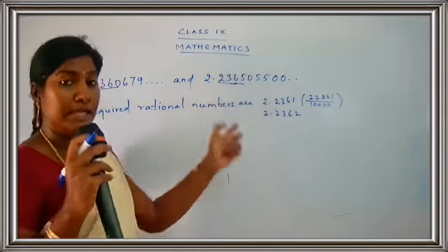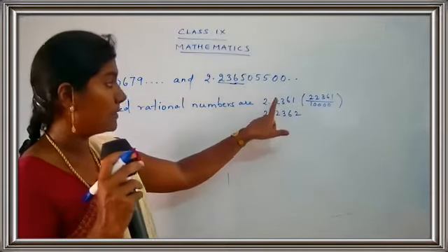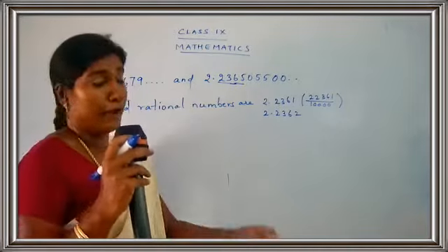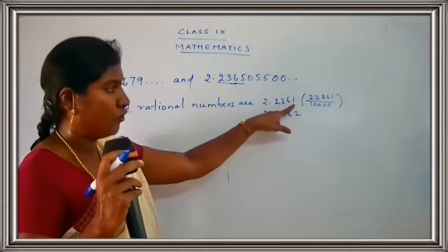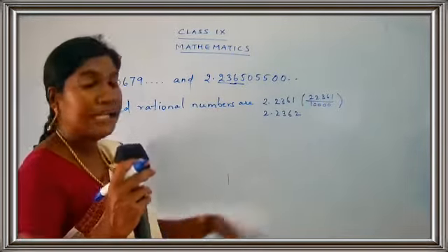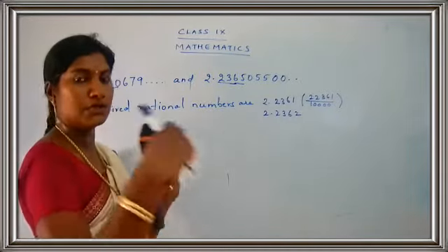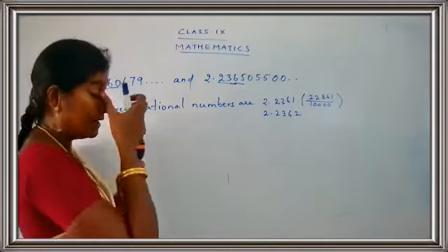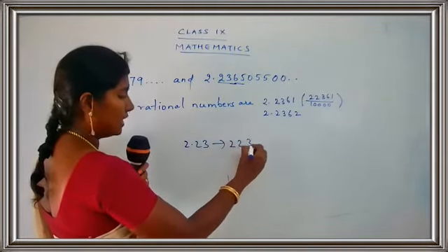So if you have to remove the decimal point, you have to divide by as many zeros as there are numbers after the decimal point. So how many numbers are there after the decimal point? 1, 2, 3, 4. So you have to divide by 10,000. If you have 3 numbers after the decimal point, divide by 1 and 3 zeros. So 1, 0, 0, 0. So 1000.